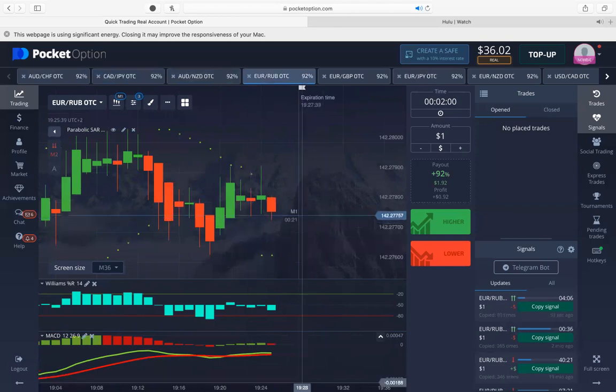We have PSAR here, but it's just too tight. There's not enough space there. So I definitely would not recommend taking that trade.